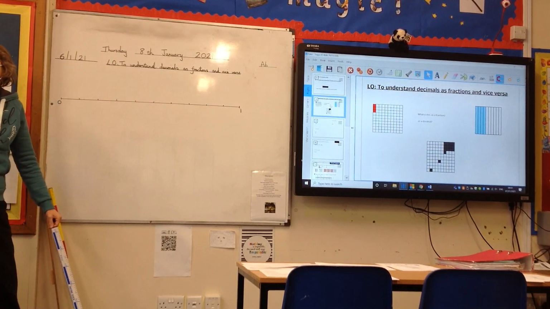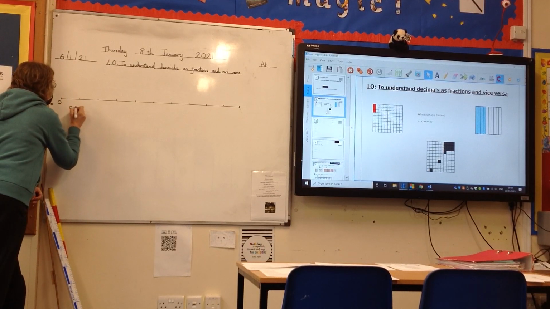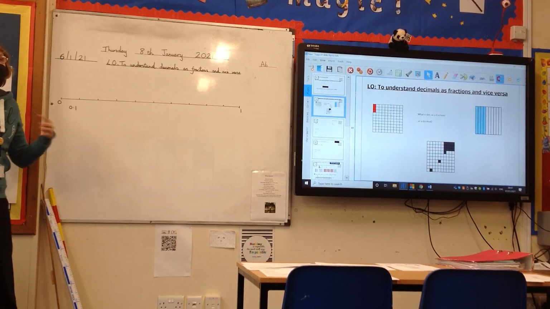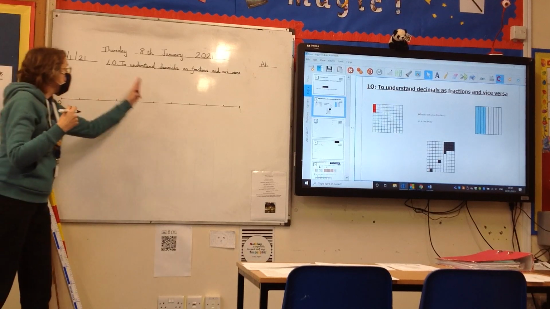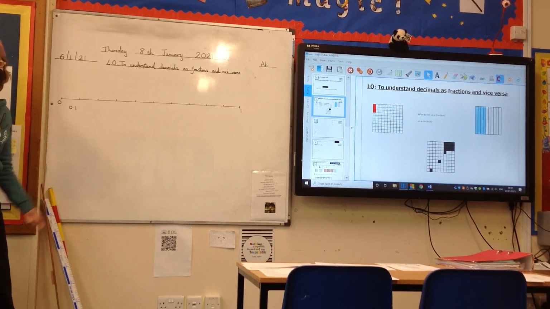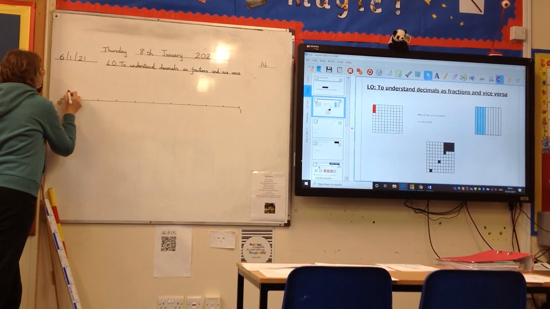Would it be 0.1? It would, as a decimal, you're quite right, it's 0.1. Each section is one, what's the actual word? It's divided into 10 pieces, so each piece is a 1/10. Excellent, well done. So each piece is 1/10.